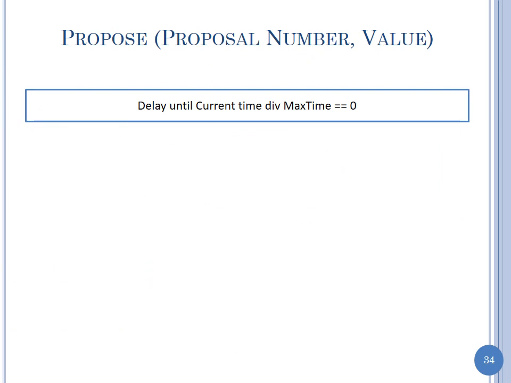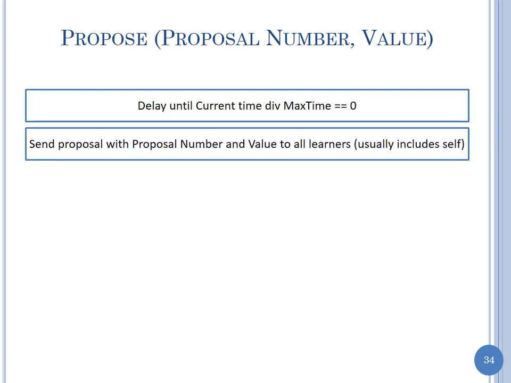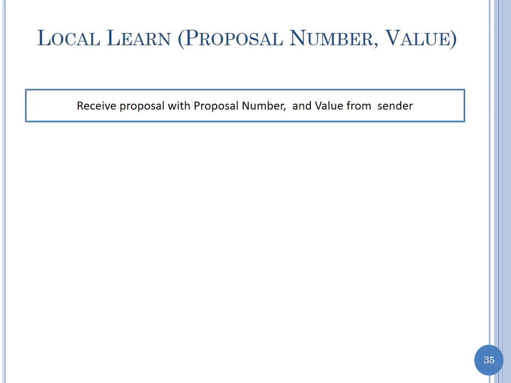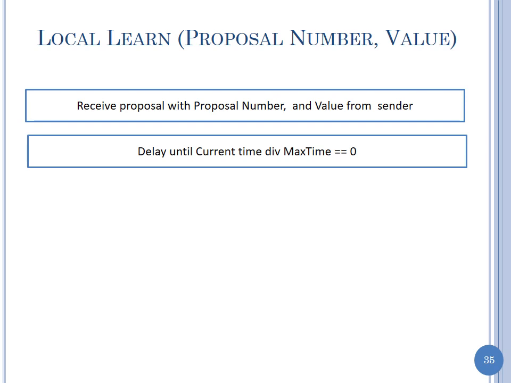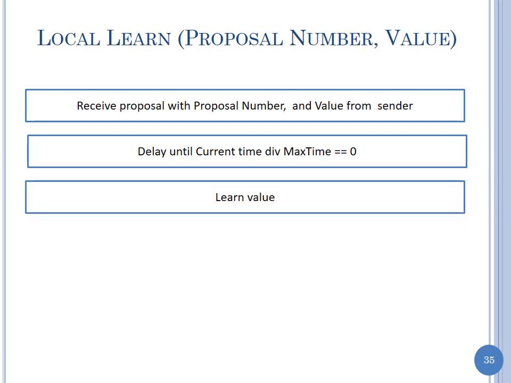So this is what I think, I hope I got this right. I just wrote it this morning. We delay until current time div max time is equal to 0. Well, this should have been mod, right? So this should have been mod. And so we assume that it is exactly divisible by that. And send proposal with proposal number and value to all learners. And local learn, receive proposal. Again, this should be mod. Delay until the current time is exactly divisible by max time. Okay. And learn value.